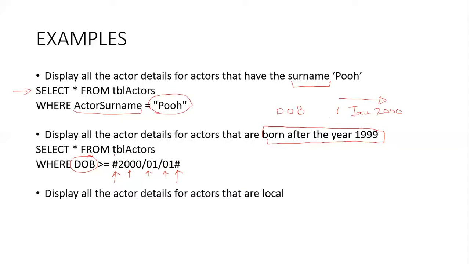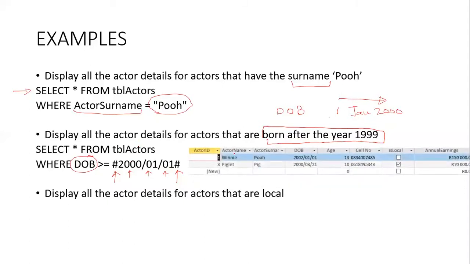So this will return all the actor details who are born after 1999. Notice it's inclusive, which means from the 1st of January 2000, display the date of birth. And in that example, we get 2 records returned, Winnie and Piglet. And if we look at the date of birth, you will see both of them are born after 2000.